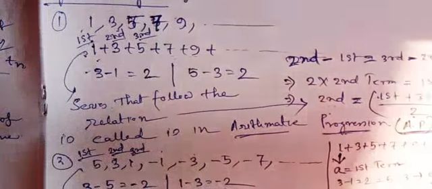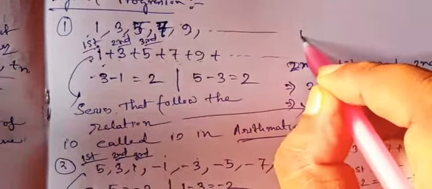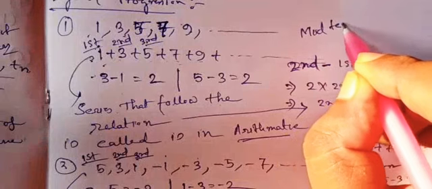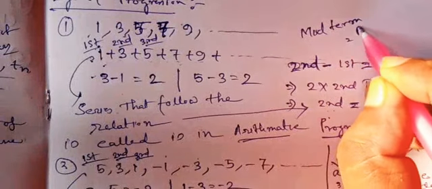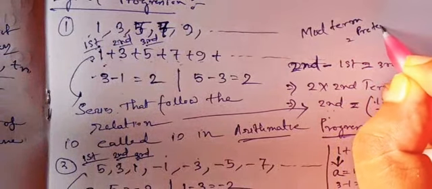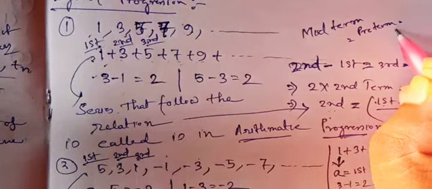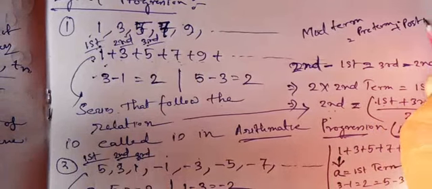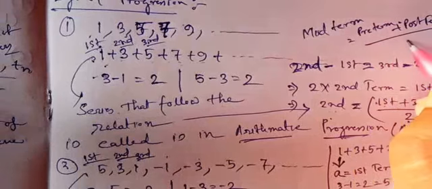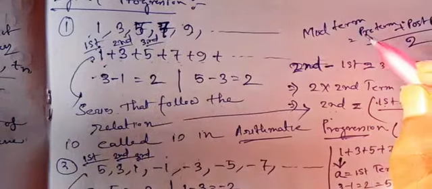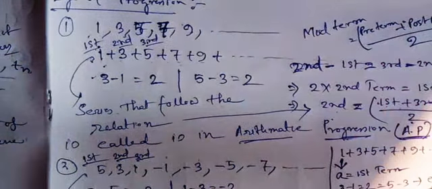Mid-term is equal to pre-term plus post-term by 2. This is the formula. Okay.